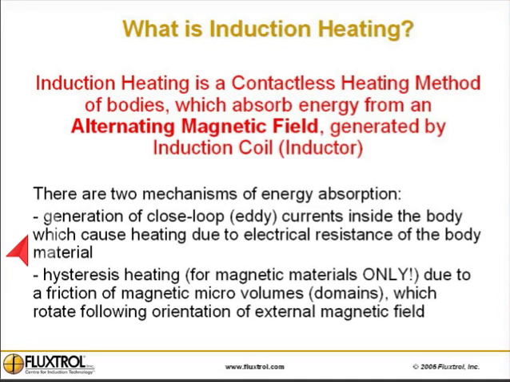There are two mechanisms of energy absorption: generation of closed-loop or eddy currents inside the body, which cause heating due to electrical resistance of the body material, and hysteresis heating for magnetic materials only, due to a friction of magnetic microvolumes, domains, which rotate following orientation of external magnetic field.